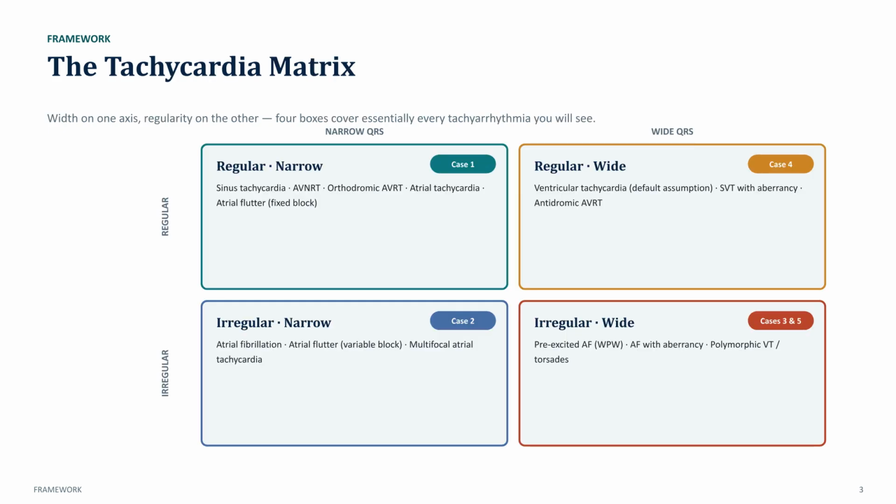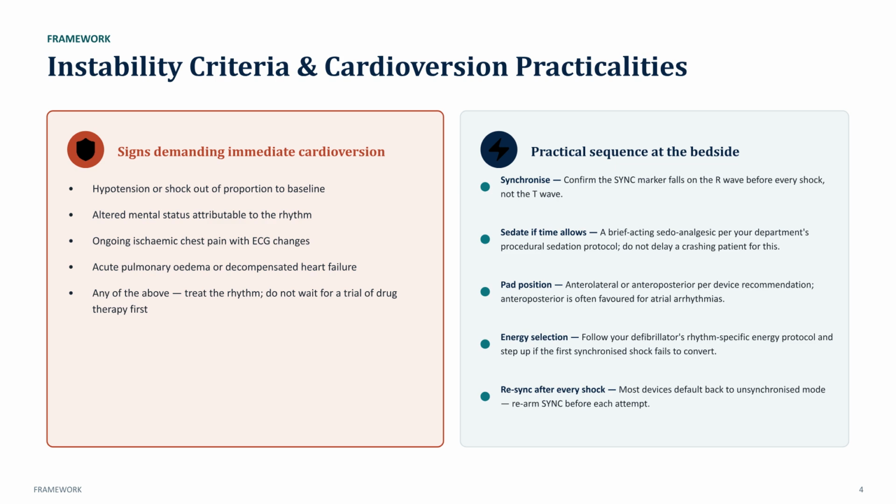This matrix organizes tachyarrhythmias by QRS width and regularity. Categorizing a rhythm into one of these 4 quadrants is a powerful tool to narrow your differential diagnosis within seconds, preventing the common error of premature pattern matching.